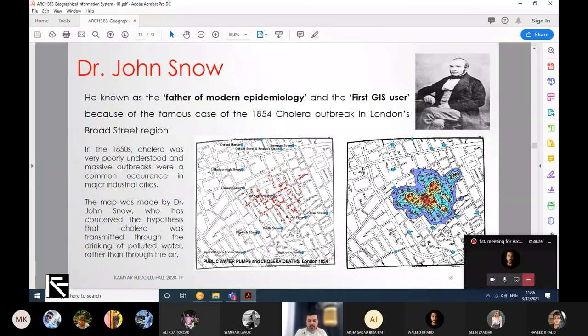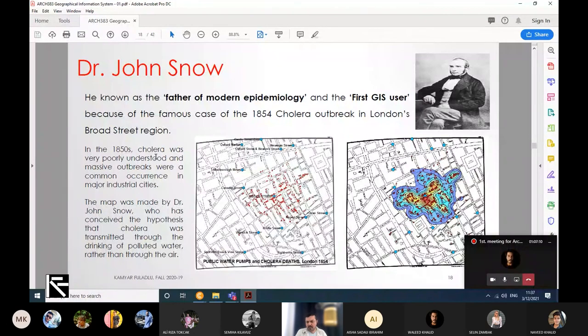Then he started to make a synthesis. This is raw data, and he started to analyze. He said that in this area the density of patients who died from cholera is higher than everywhere else. And he said definitely the cholera is coming from this Broad Street pump, which is over here. They closed that pump, and this problem was solved.